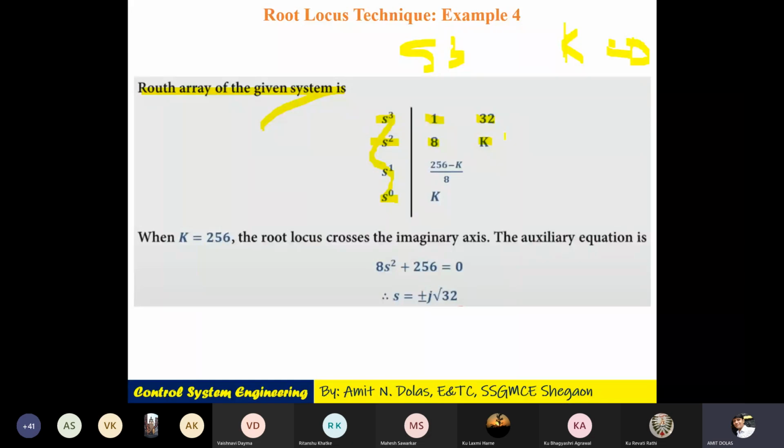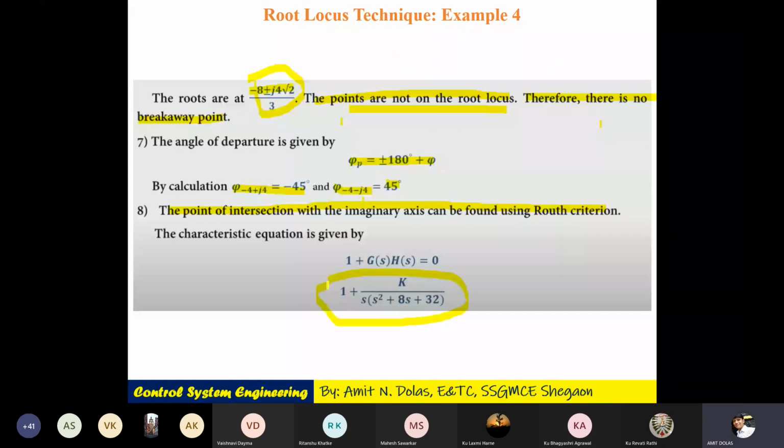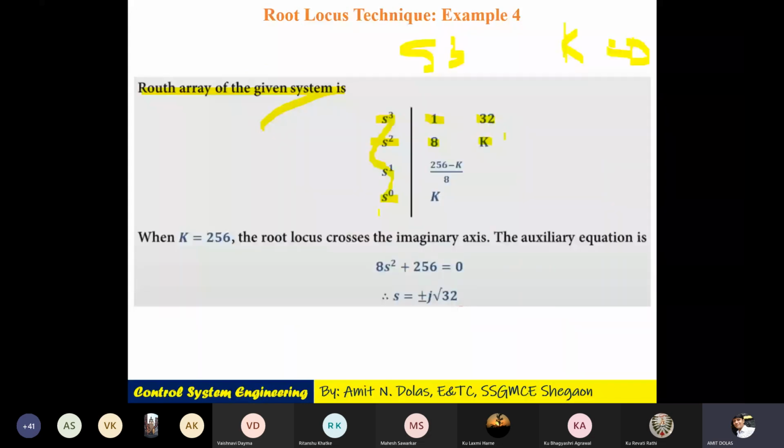From this we obtain by putting this is equal to 0. Now, again, the root array rules, this cross multiplication, that is 8 into 32 is 256 minus this cross multiplication, 1 into k, that will be k, divided by this element 8, from where we started. And this k comes here as it is. So this is the root table.